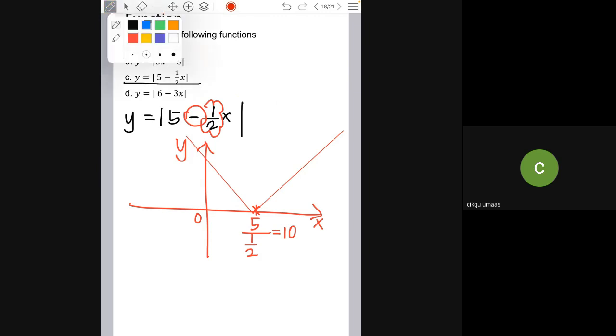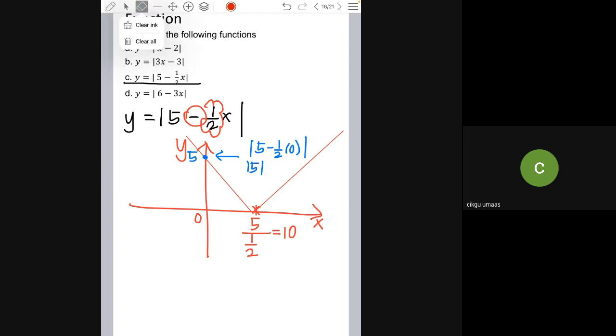This place where it touches is called the y-intercept, 5. How do I get that? 5 minus 1 over 2 times 0. You press the calculator, the screen shows 5. Any problem on this? No.